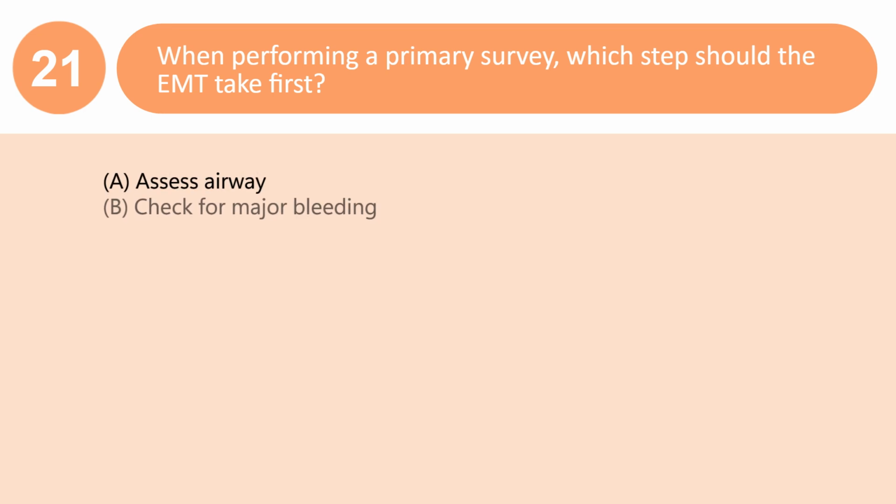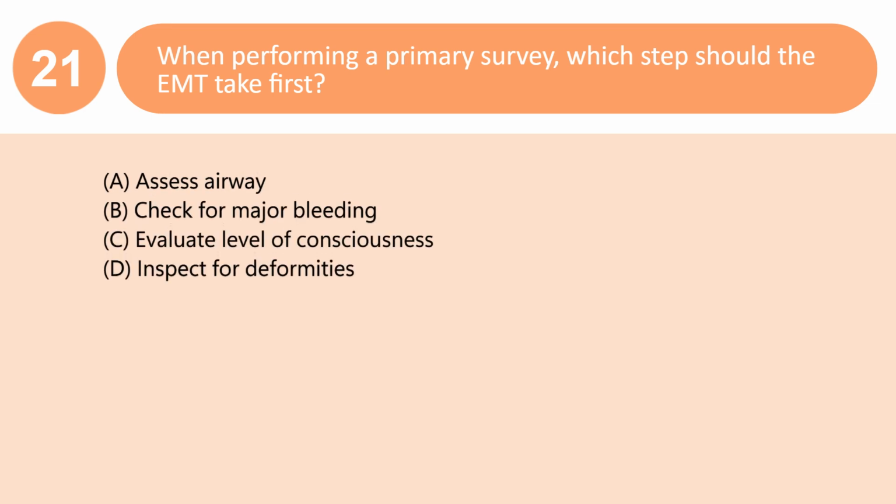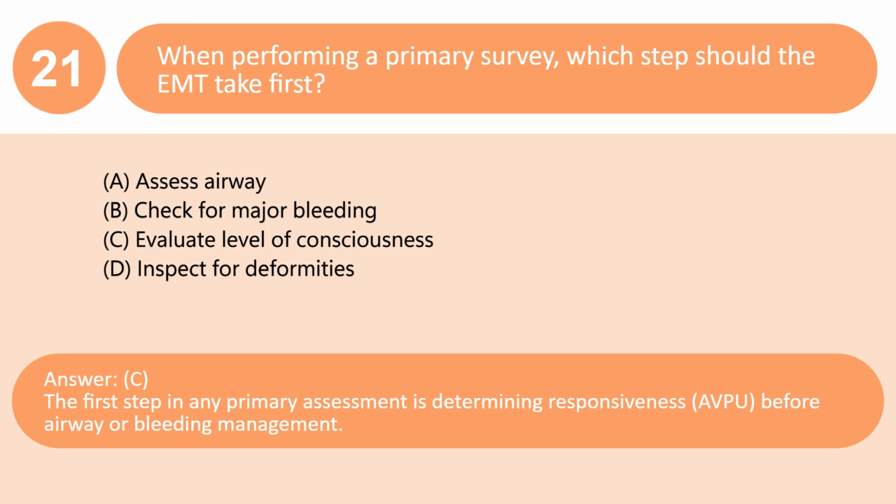When performing a primary survey, which step should the EMT take first? A. Assess airway. B. Check for major bleeding. C. Evaluate level of consciousness. D. Inspect for deformities. Answer C. The first step in any primary assessment is determining responsiveness, AVPU, before airway or bleeding management.